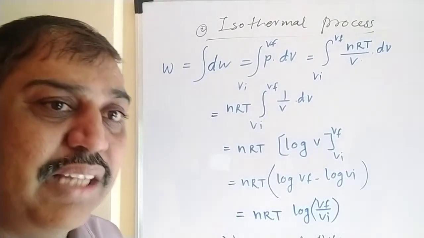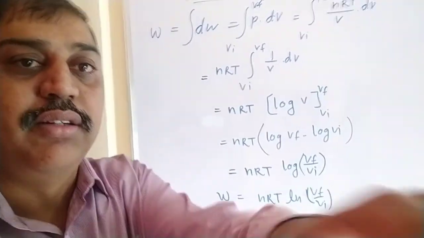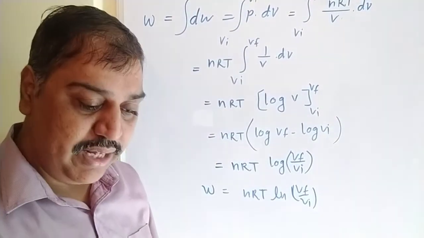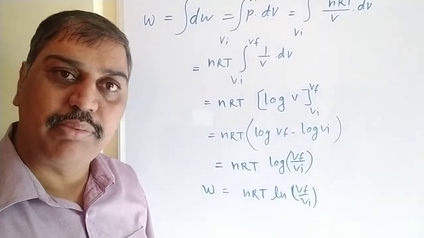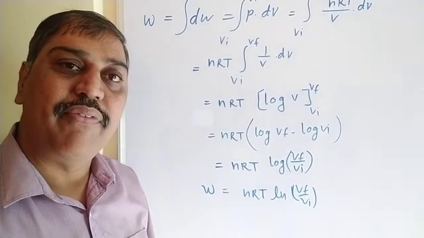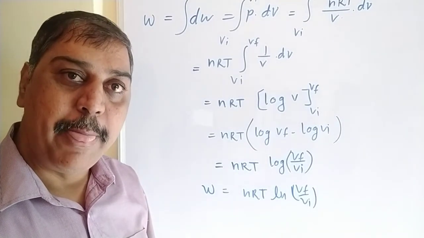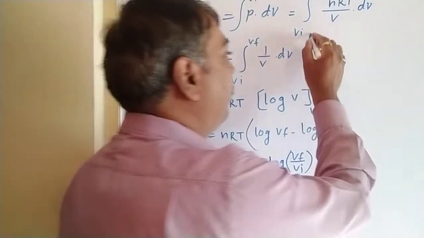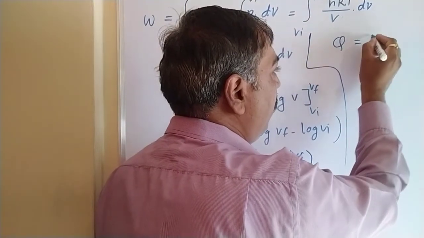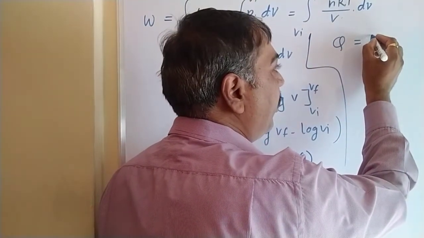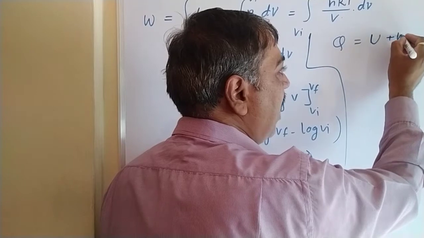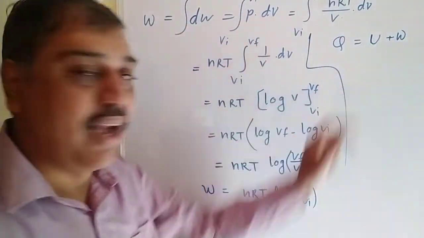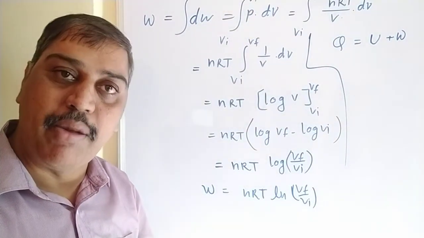Apart from this, as we have found this work done here, I have represented it here as W, work done. According to the first law of thermodynamics, as we know, if you remember, we can write the equation as Q equal to delta U plus W, internal energy plus work done, that will give the amount of energy supplied.